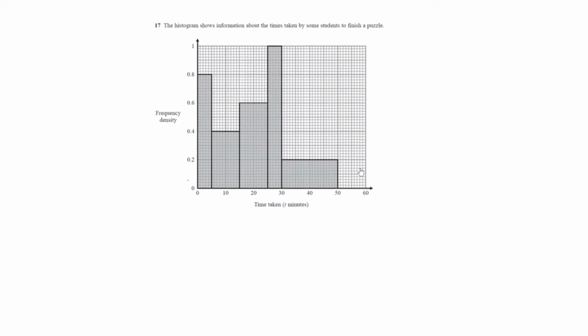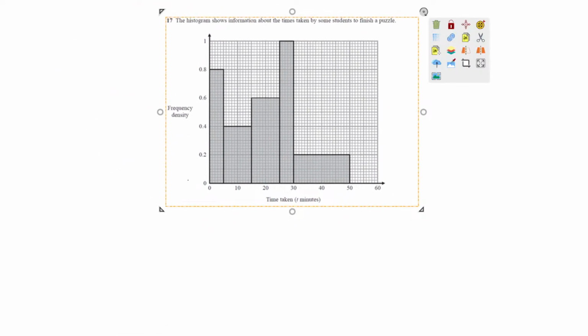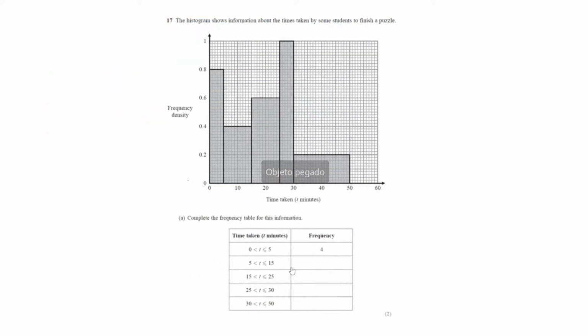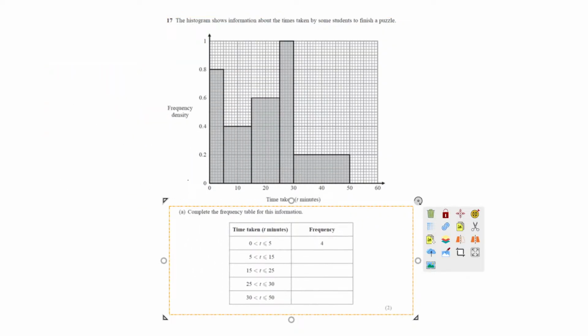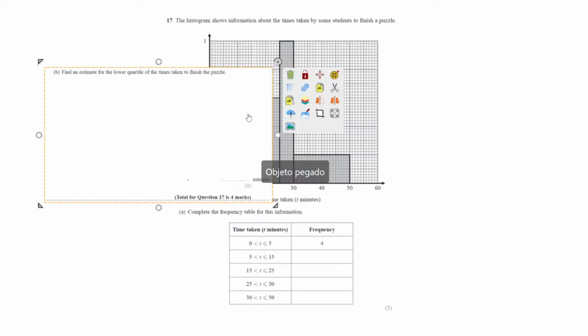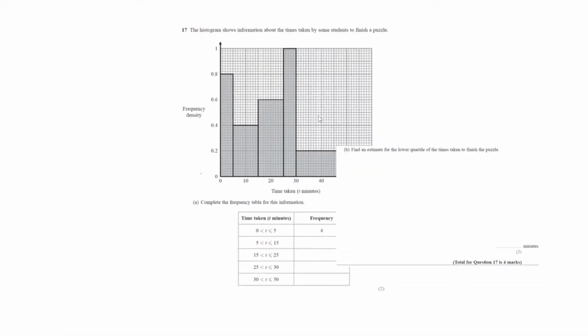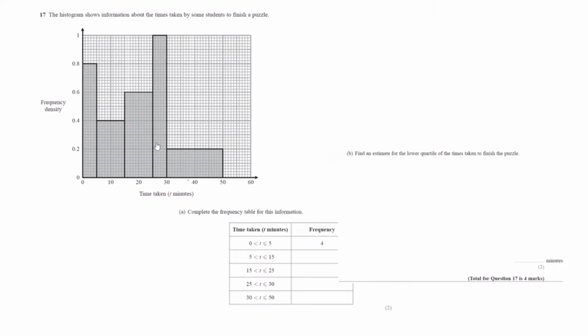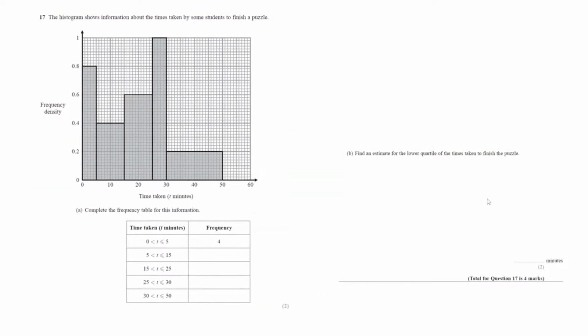So this one, again, they've given us the histogram already, and then I just need to grab the table, because we need to have the table. Part A was just to work out the table, so we'll have to do that first before we can work out the actual question, part B. So let me move this around a bit. Histogram, table, and then the question here.